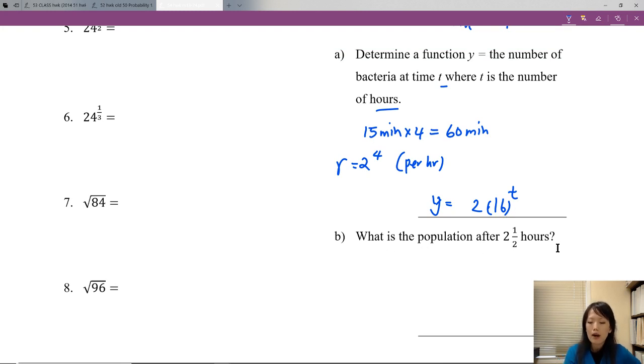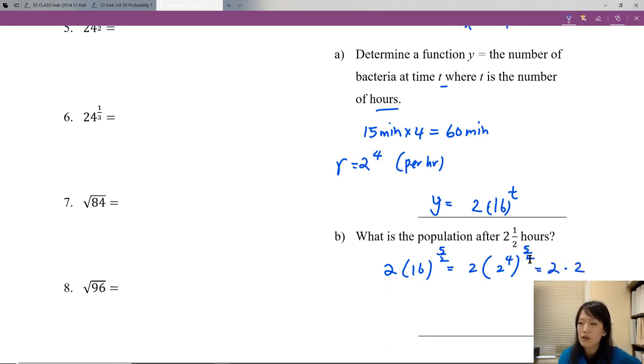The next one, what's the population after 2.5 hours? If you already have this equation, should I sub t for that or sub y for that? Obviously, hours would be t, right? So it'd be 2 times 16 to the 5 halves. You have to use the exponent concept. So it's 2 times 2 to the 4th, all to the 5 halves. What do you do to the powers? Multiply power to power. So 2 times 5 halves is 10. What do you do to this one since this power is here? Add them. So 2 to the 11th, it's 2048. So you have 2,048 bacteria. Okay, that's it.